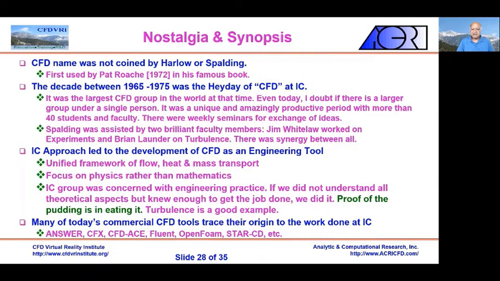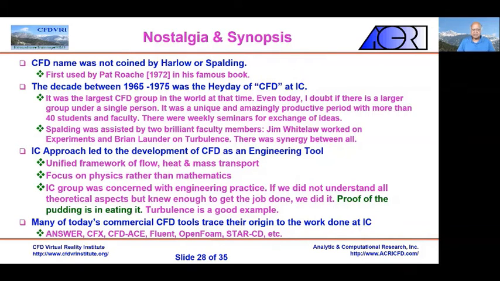Spalding also had two brilliant faculty members. Jim Whitelaw worked on experiments and Brian Launder on turbulence. This gave a synergy to all of them, so we could test our turbulence models in the CFD, and experimental work could be used to verify CFD. So this approach led to CFD as an engineering tool, and it unified the flow, heat, and mass transport, and the focus turned to physics rather than mathematics, which is very important for engineers. We're concerned with engineering practice. If we didn't understand all the theoretical aspects, but knew enough to get the job done, we did it. Proof of the pudding is in the eating.